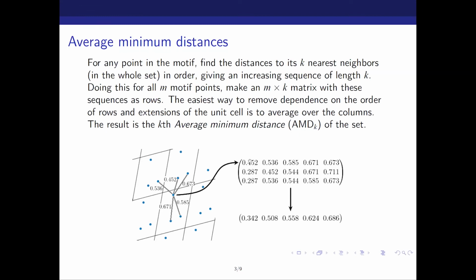And the easiest way to resolve that is just to average over the columns to get one vector. So that's how you form the average minimum distance for 1k. If I increase k, then none of the previous values change as well, which is nice. Very briefly, there's another way to remove these two issues, which results in a stronger invariant, but I'm not going to elaborate on that. It might be relevant later. So this is the whole definition.